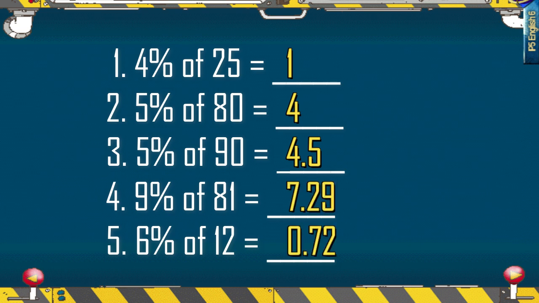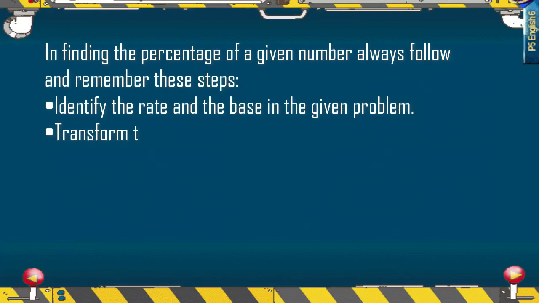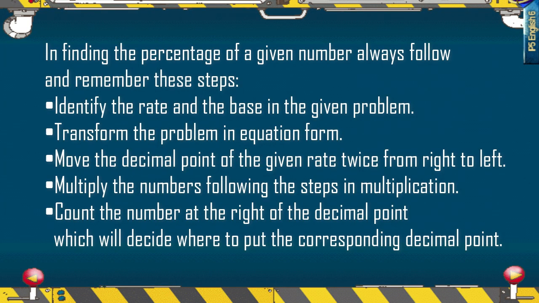Good job, kids! In finding the percentage of a given number, always follow and remember these steps. Identify the rate and the base in the given problem. Transform the problem in equation form. Move the decimal point of the given rate twice from right to left. Multiply the numbers following the steps in multiplication. Count the number at the right of the decimal point, which will decide where to put the corresponding decimal point.